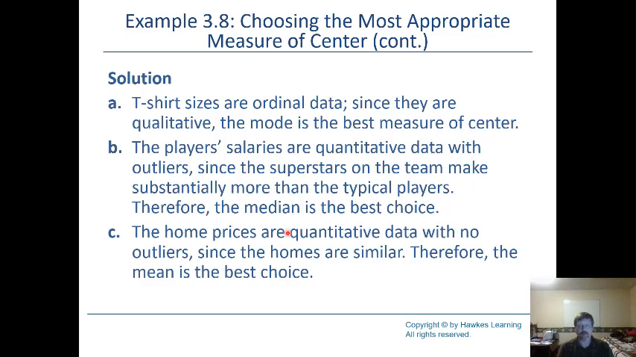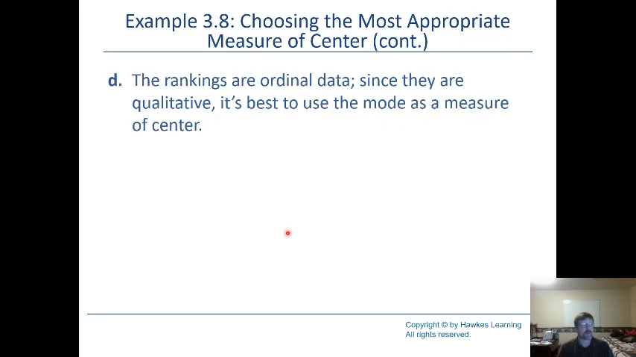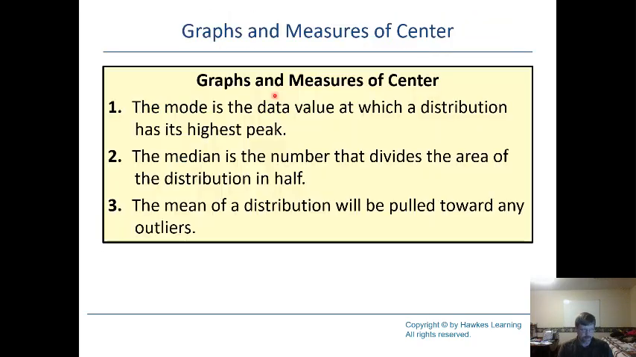But the median is the better choice here. Home prices are, again, quantitative data. These homes are similar, so they should probably have similar prices. There aren't likely outliers, so the mean is probably the best choice. Again, professor rankings are qualitative, ordinal data, so the mode is appropriate.